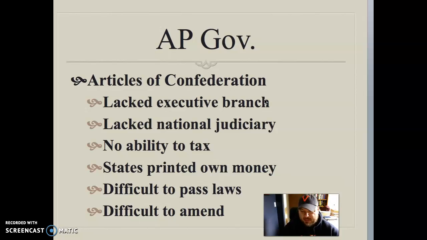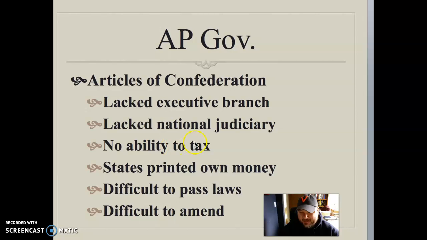Again, disputes occurring between states were pretty difficult to solve because we had no national judiciary. So anytime Pennsylvania and New York had a squabble, there was nobody there to kind of referee that. There was no national judicial system. So that was a major problem.